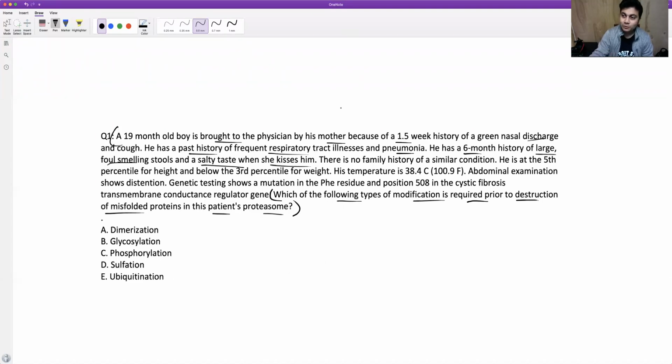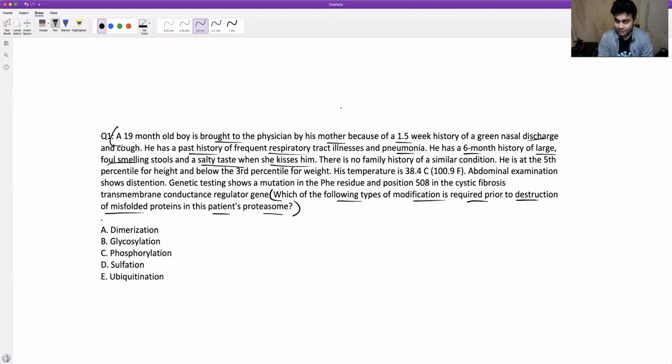By reading up to this, I think many of you can understand what this disease is. Can anyone answer what type of disease they're probably talking about? Anyone? Yes, I got an answer.